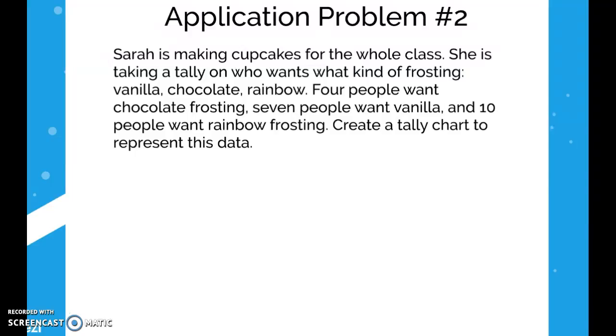She has vanilla frosting, chocolate frosting, and rainbow frosting. 4 people want chocolate, 7 people want vanilla, and 10 people want rainbow. Create a tally chart to represent this data.